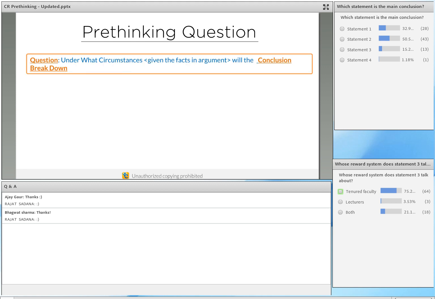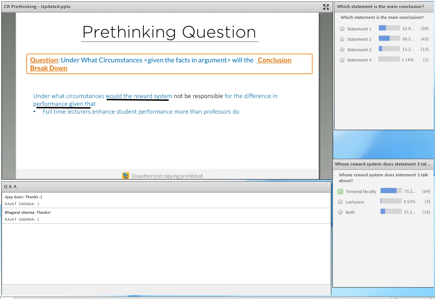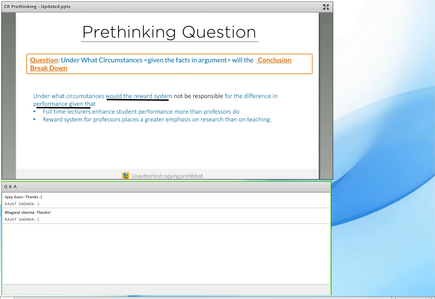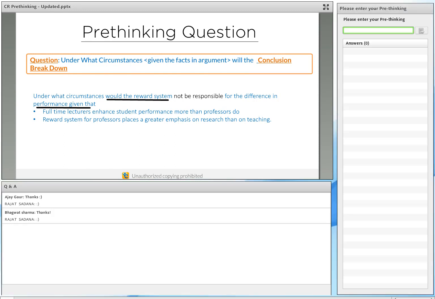So let's look at the pre-thinking question. Again, the general structure of the question doesn't change. It says, under what circumstances, given the facts in the argument, will the conclusion break down? Let's translate this question. Under what circumstances would the reward system not be responsible for the difference in performance, given that we know that full-time lecturers enhance student performance more than professors do, and the reward system for professors places greater emphasis on research than on teaching? We know these two things. Read the falsification question, read the framework for this, and then tell me, based on this framework, are you able to understand how we formed this falsification question?